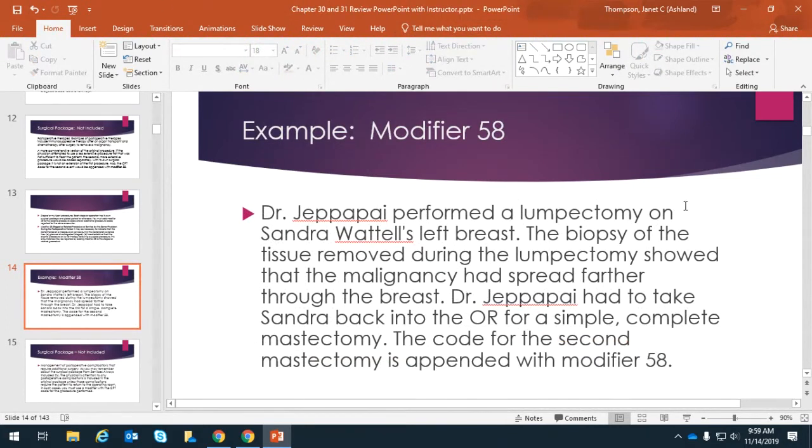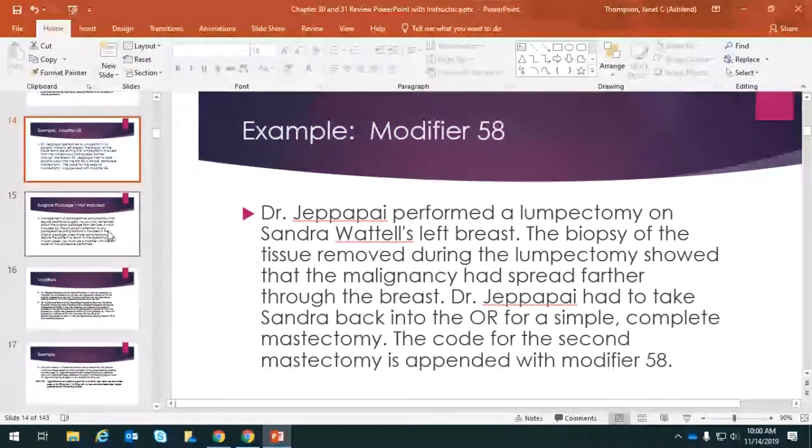The doctor performed a lumpectomy on Sandra's left breast. The biopsy of the tissue removed during the lumpectomy showed a malignancy has spread throughout the breast. The doctor takes Sandra back into the OR for a simple, complete mastectomy. The second code for the mastectomy is appended with modifier 28 or modifier 58, as it is building off of the initial lumpectomy to treat the malignancy.